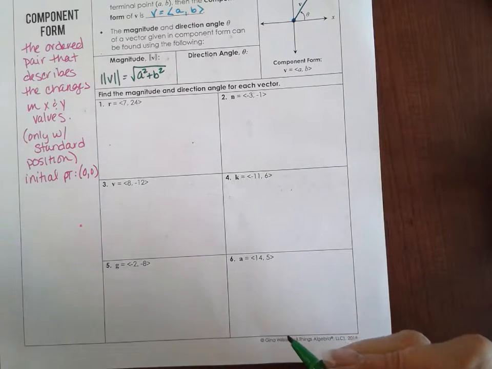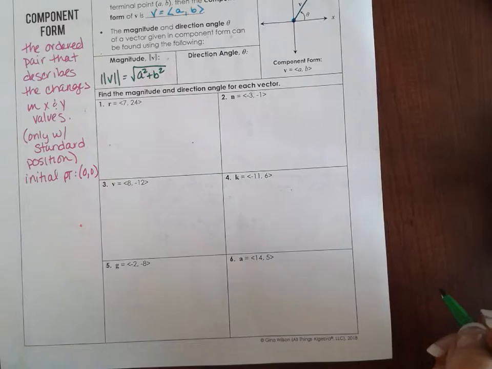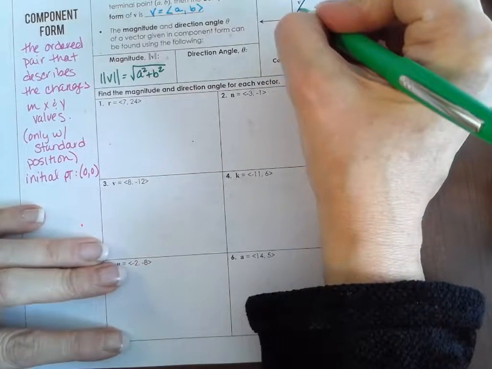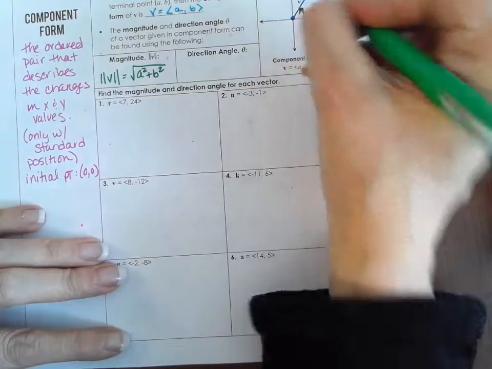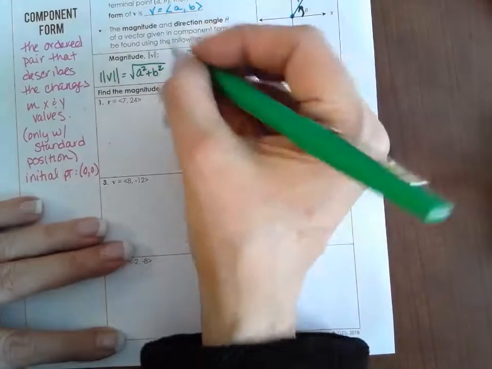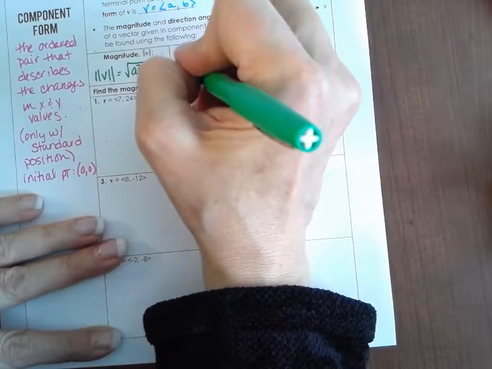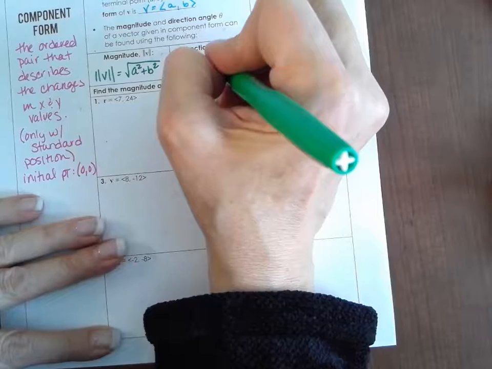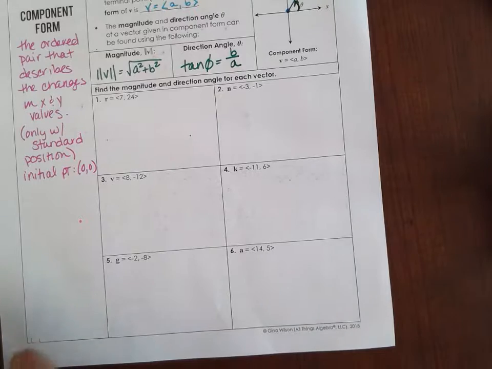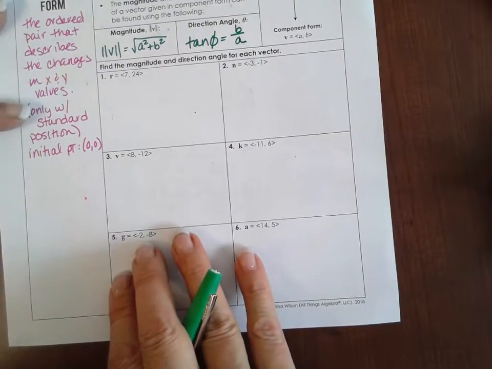Okay? And the direction angle. The direction angle, because vectors talk about direction, is where it's going from the origin, okay? And it is found by finding that the tangent of theta is equal to b over a. Trig, yay.